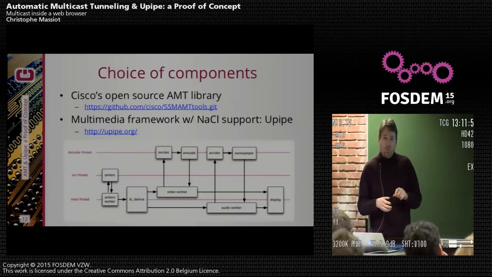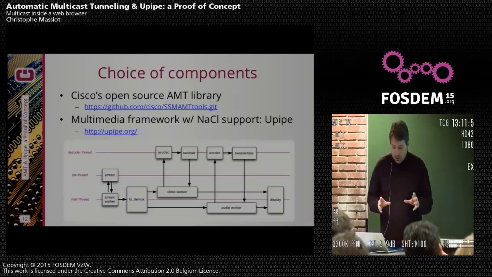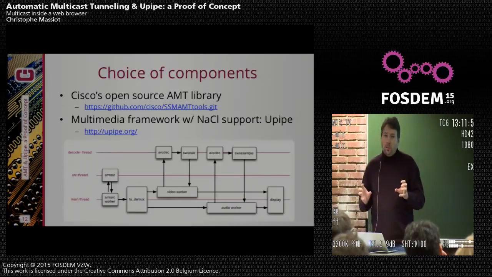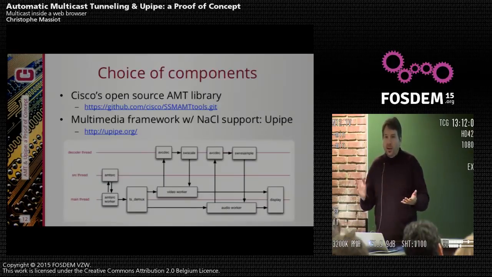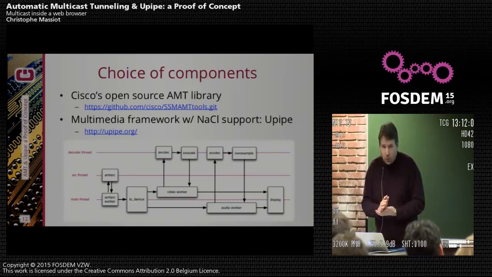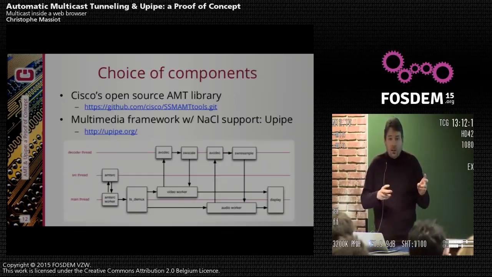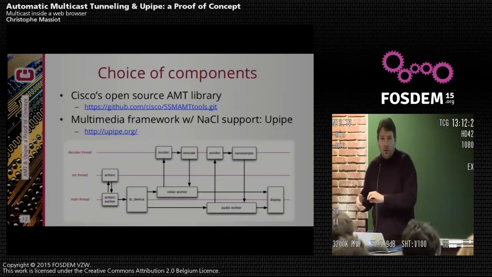The AMT library is written this way: it mimics the standard BSD socket API. So you have a call to open a socket, a call to join a multicast group, and a call to read from the multicast stream you want to read. And the library will either do SSM, standard multicast, or AMT after a timeout.